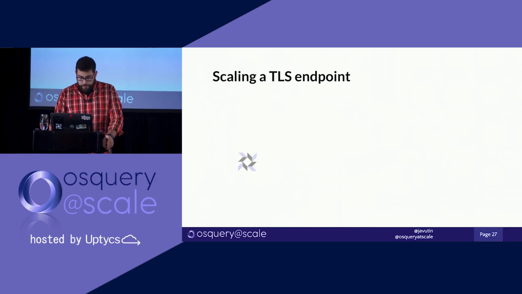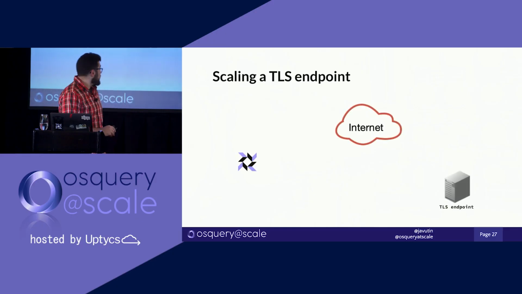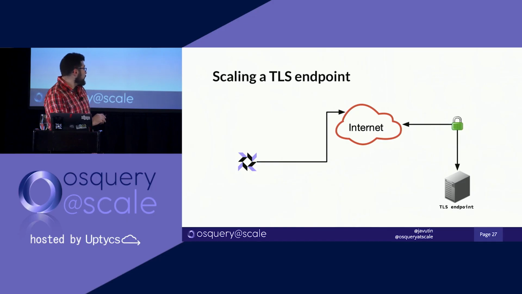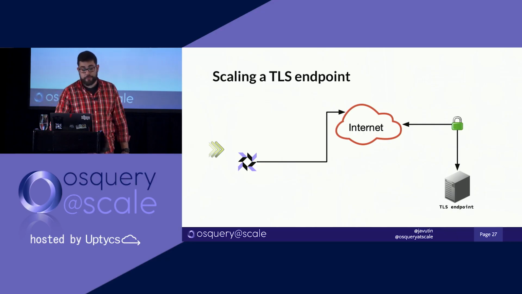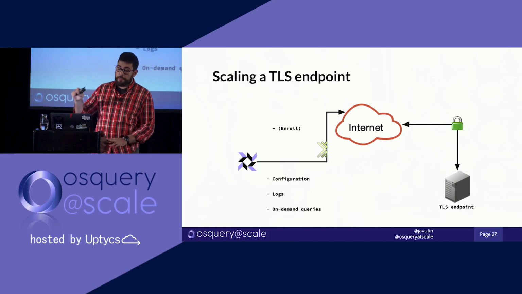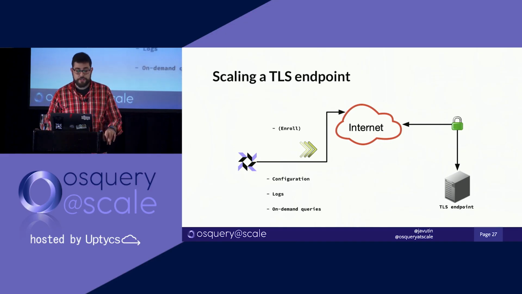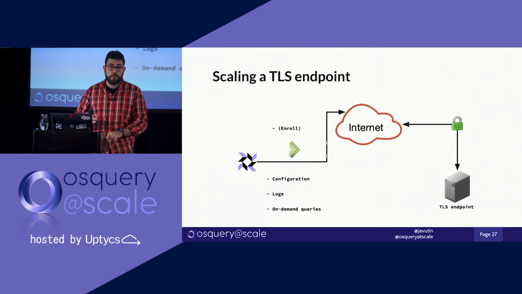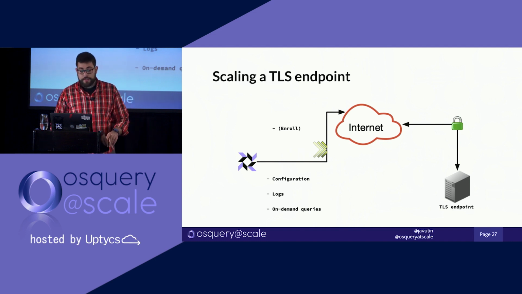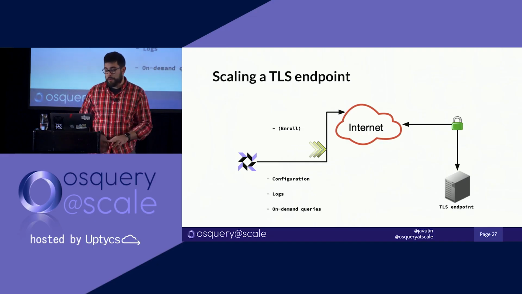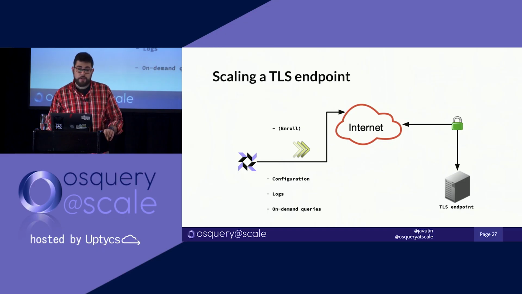Supposedly you are going to have a system that has osquery on it, and through the internet it is going to send the logs to the TLS endpoint that you just built, and it will receive some configuration. So first it's going to submit the enroll request, then it's going to receive configuration, then it's going to request more configuration, then it's going to submit logs, and then it's going to ask for on-demand queries and submit the results of those on-demand queries. Okay, this is cool. You have one machine that is doing that. Everything's great.